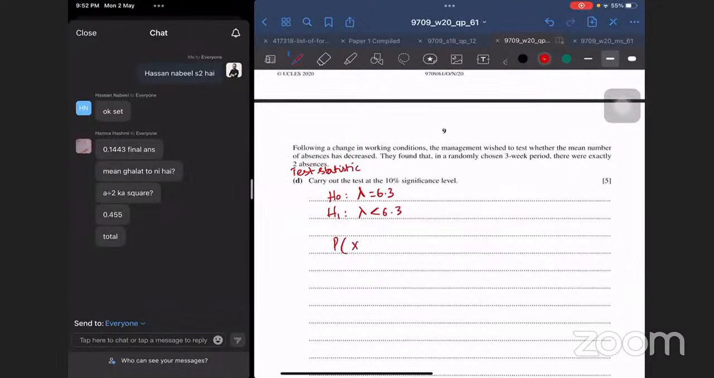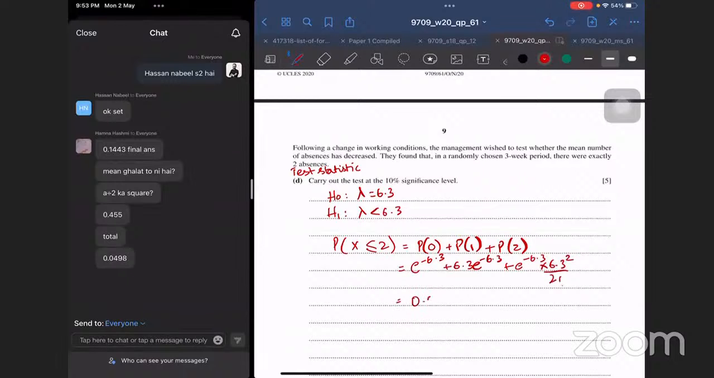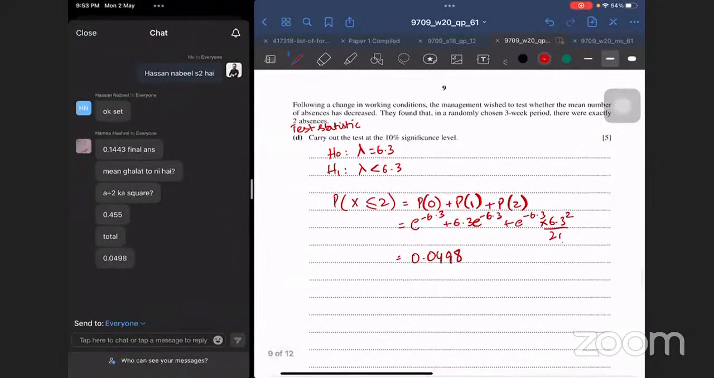I'm going to calculate the probability of x less than or equal to 2, and say that I have to find the probability of 0, 1 or 2. So e to the power minus 6.3 plus 6.3 e to the power minus 6.3 plus e to the power minus 6.3 times 6.3 squared over 2 factorial. This gives the probability as 0.498. This is less than the significance level. Therefore, H naught is rejected.